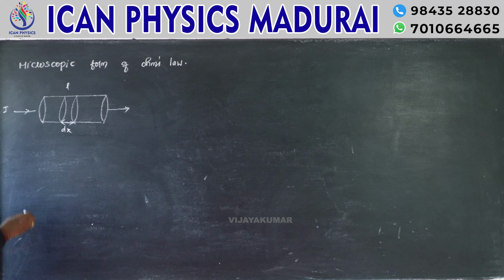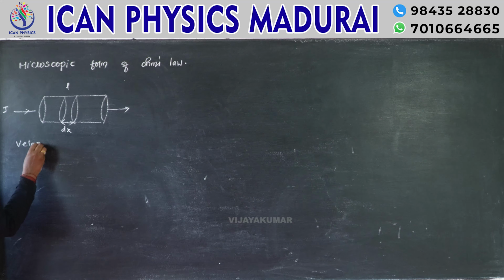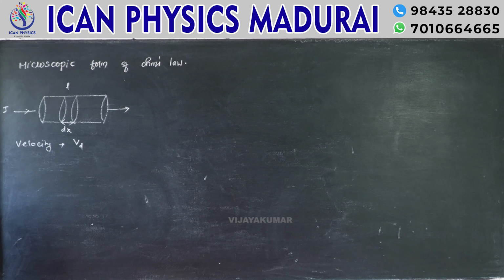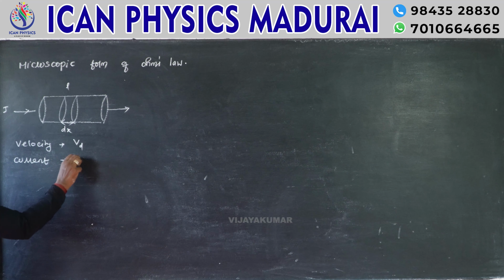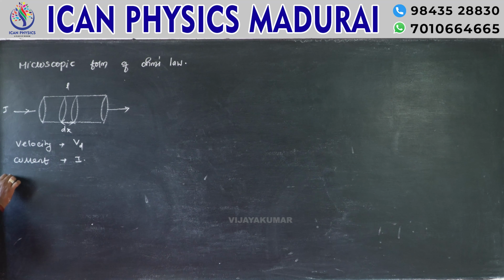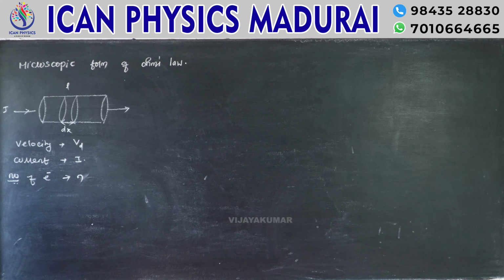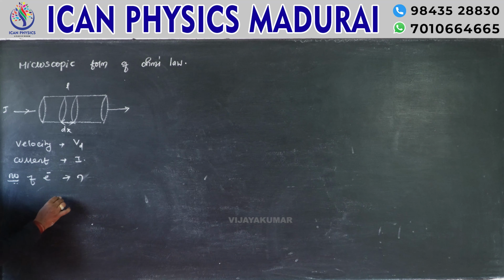What is the velocity? The velocity is taken as the drift velocity. What is the current? Current is taken as I. What is the number of electrons? Number of electrons is N. What is the relation between current and drift velocity? So I equal to N A E into drift velocity.